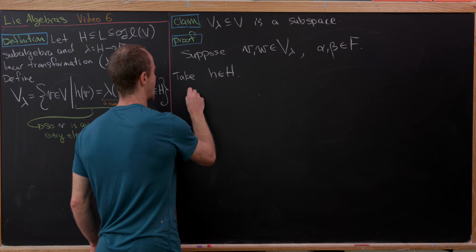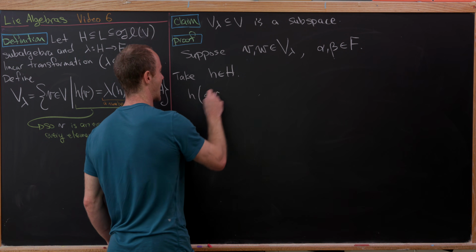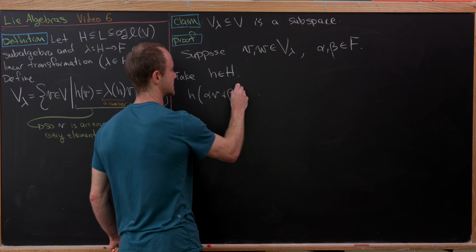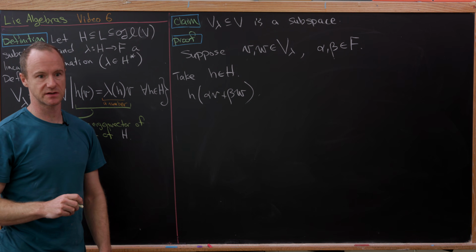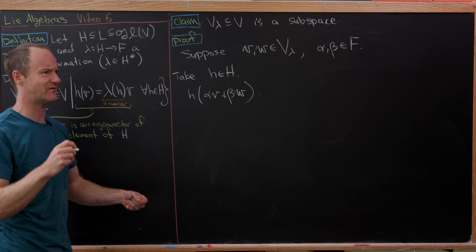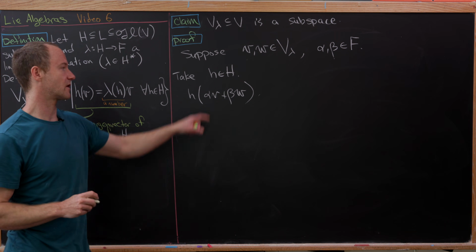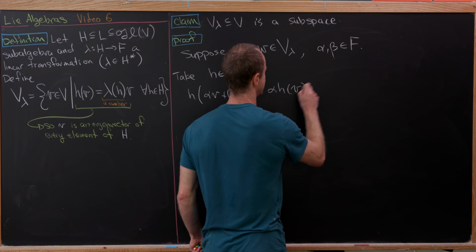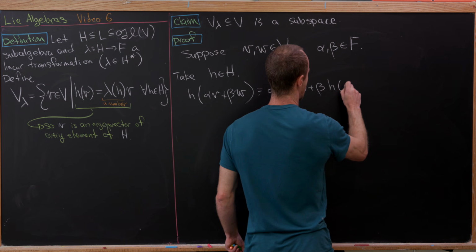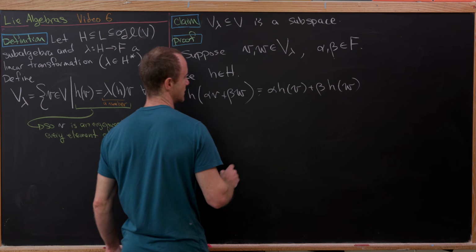Okay, so let's look at h evaluated at alpha v plus beta w. But h is a linear transformation, so we know that we can maybe factor it across linear combination right here. So here we're going to get alpha h applied to v plus beta h applied to w.